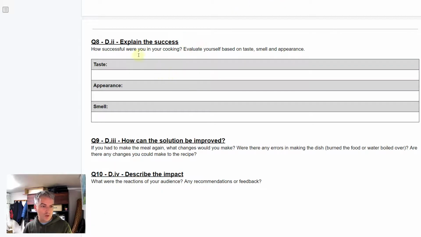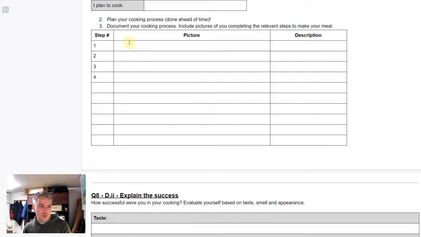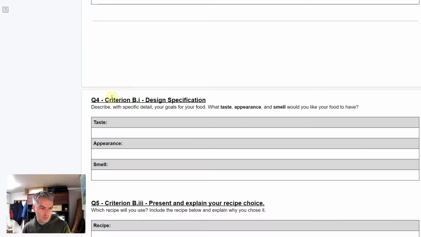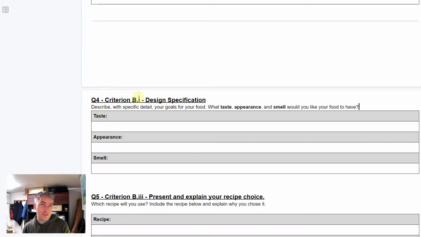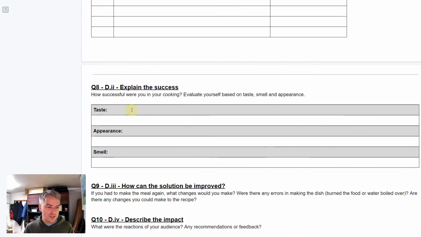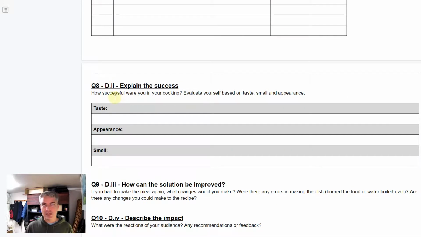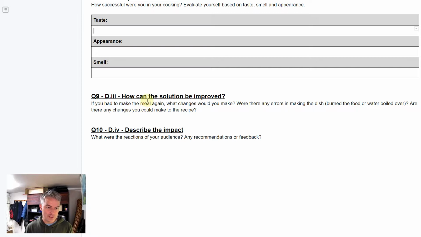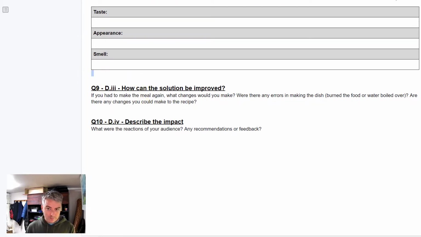For question eight, we're going to go through and explain the success. In question number four, we identified the specification, like how do we want our meal to appear, how do we want our meal to taste, look, and smell? Once we get down into this question number eight, we're going to identify, were we successful at this or not? So make sure you give some good detail about how this met or did not meet your expectations.